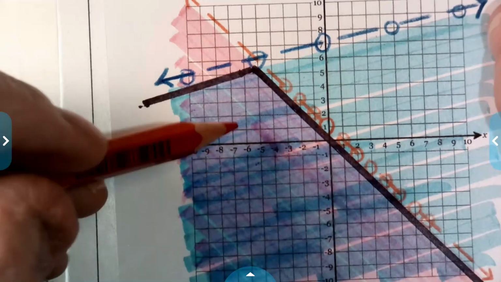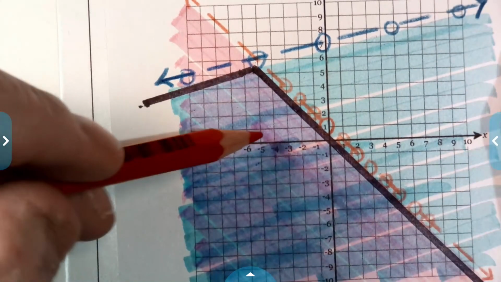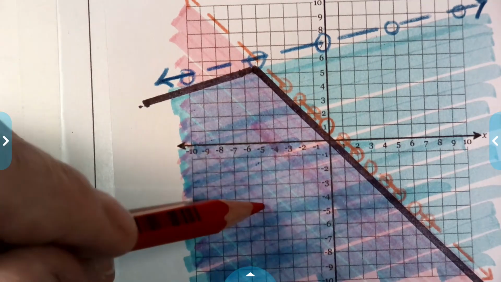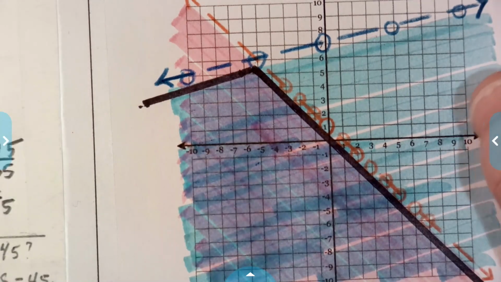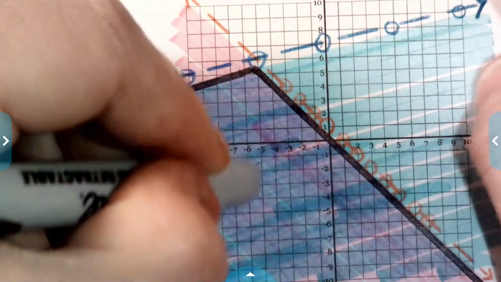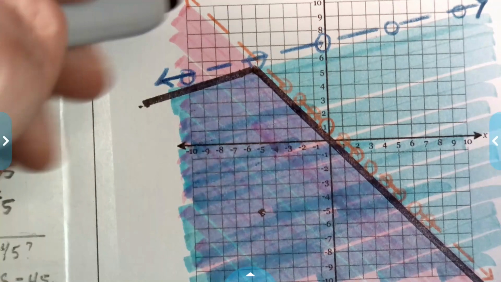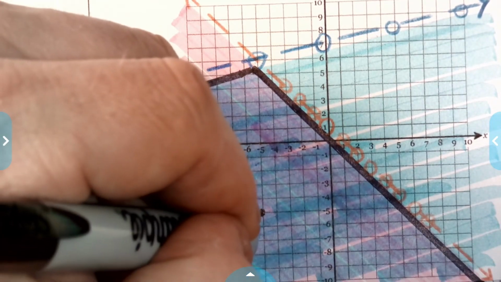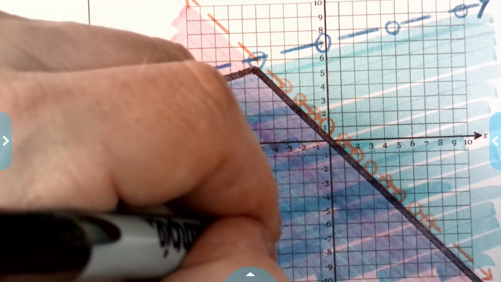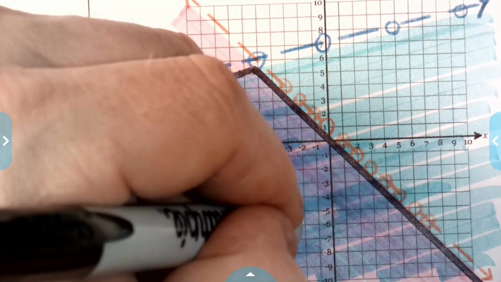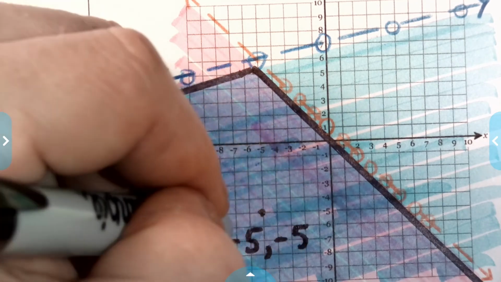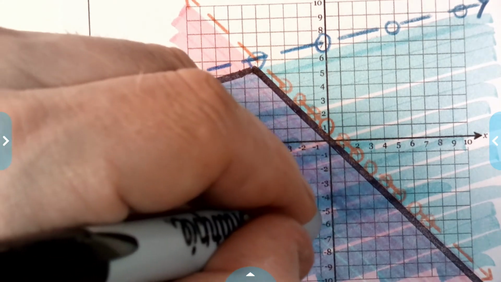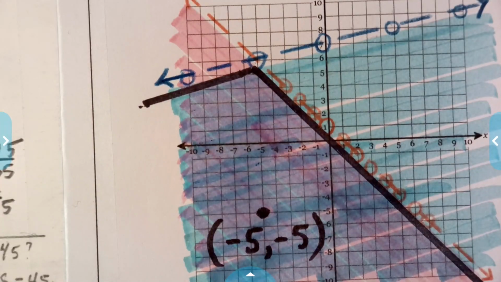And how about -5, comma, -5? That works. Okay, so that's right there. Let's say -5, comma, -5. That's a point in the solution region. Okay, and we should probably write that out.